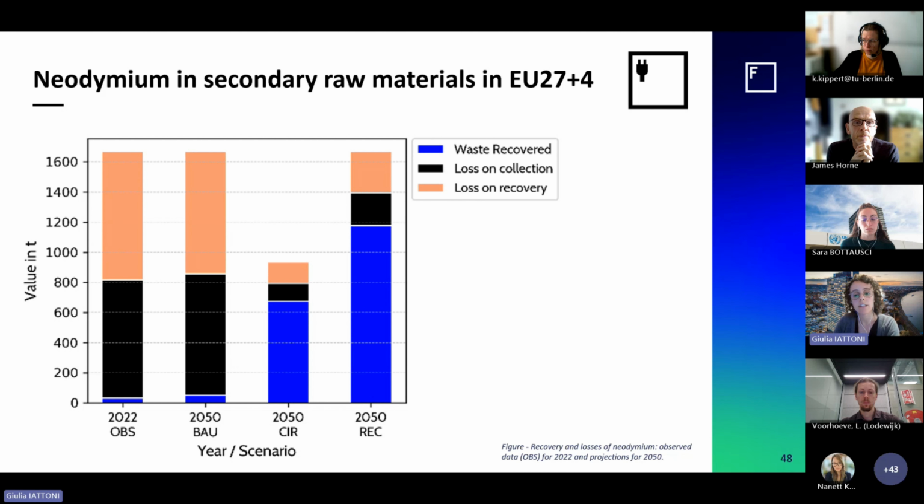The recovery scenario increases the amount of neodymium recovered, but it also comes with a higher total amount of waste generated, which leads to higher losses of neodymium overall.